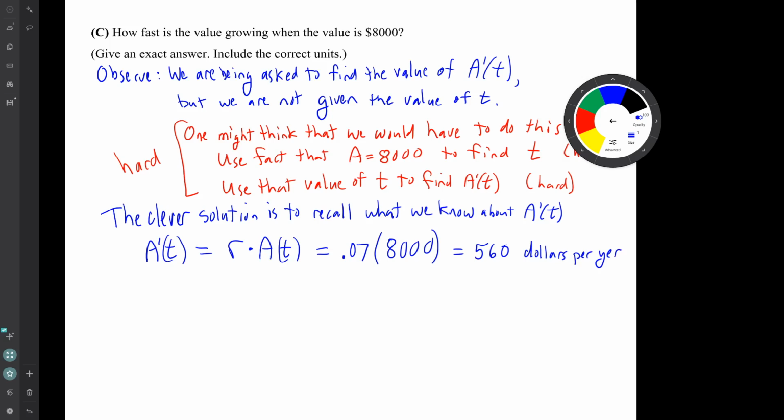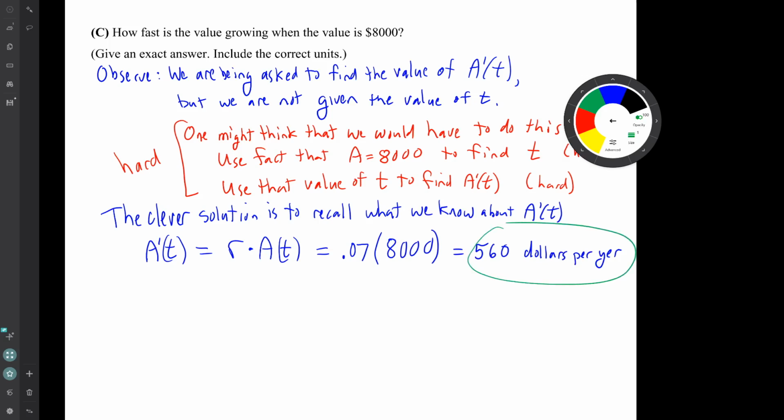So the result is that A prime parentheses t, whatever the time is, we don't know the time, is $560 per year. And again, note the units. The units are whatever the units are for the value, which is dollars, divided by whatever the units are for the time, which is years. So there's our answer.